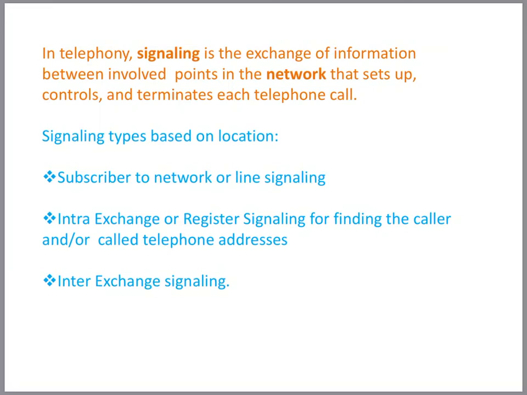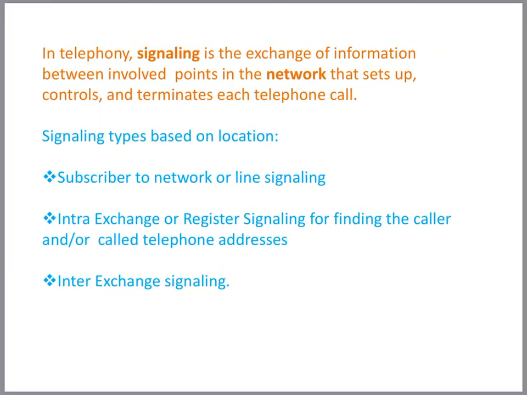In telephony, signaling is what? Signaling is the exchange of information between two involved points or parties in the network that sets up, controls and terminates each telephone call. So there are several types of signaling depending upon the location from where the signaling is going and to which point.